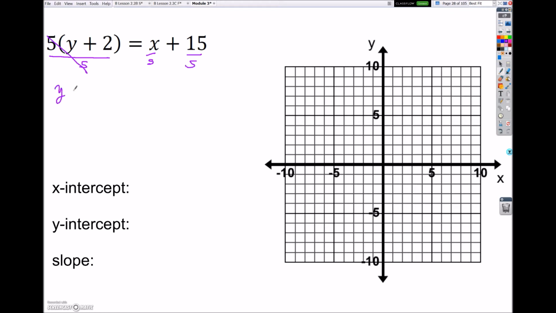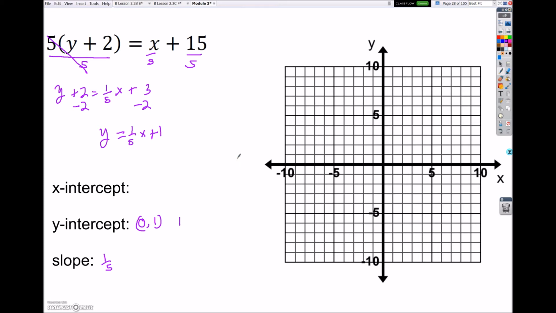This will give me y plus 2 is equal to x over 5, which is equivalent to 1/5 x, plus 3. I write it this way because it's easier to see your slope, your rise over run. I'm then going to subtract 2 on both sides to get y is equal to 1/5 x plus 1. So looking at here, remember this constant at the end is our y-intercept. It is (0, 1). That's the point. So my y-intercept is just 1. My slope is the coefficient of x, which is 1/5.